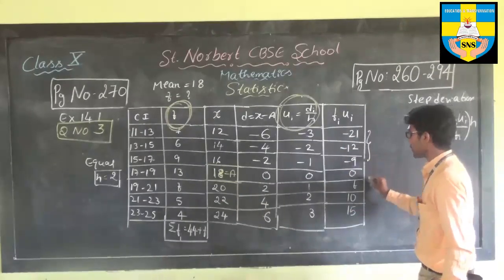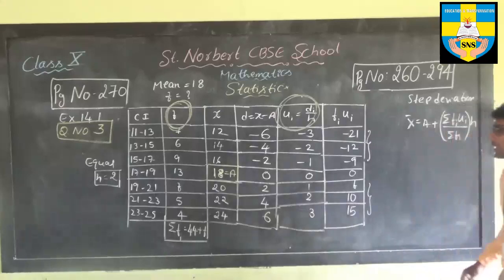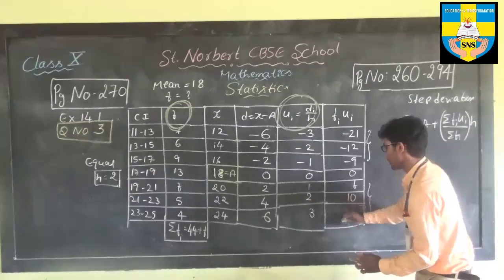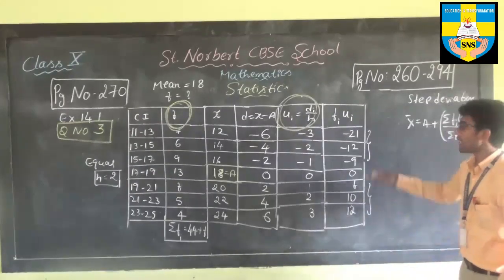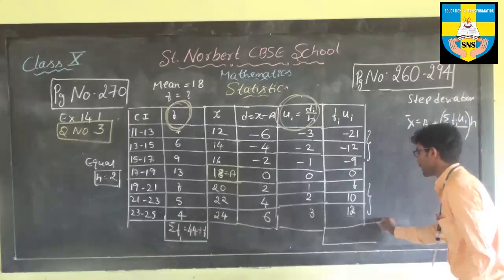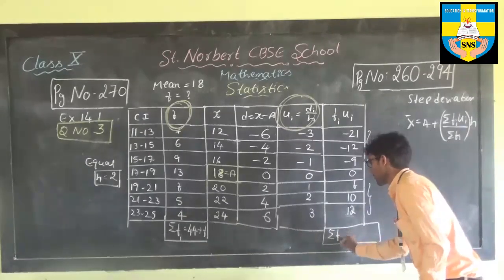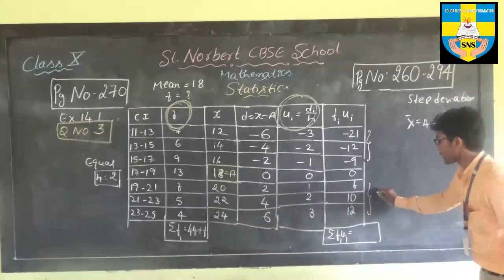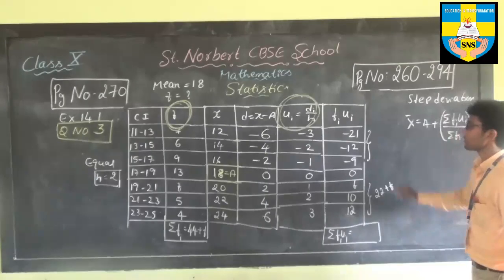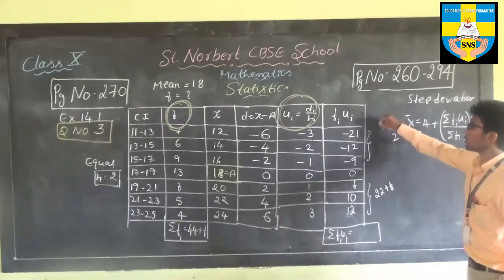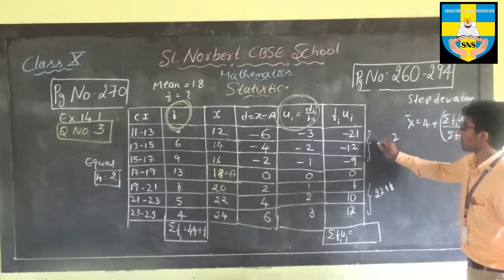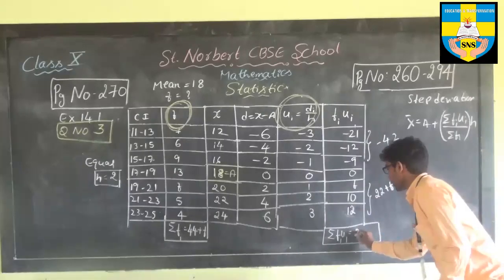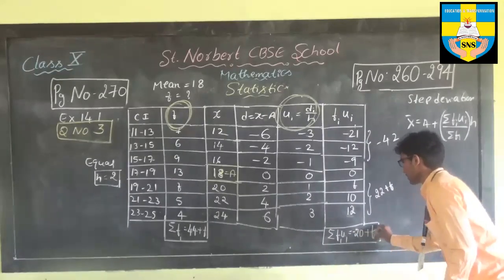Now add these negative numbers. Add these positive numbers. Okay. Finally, add and write the value of summation of FiUi. So when you solve here, it will be 22 plus F, and if you solve the negatives, this is minus 42. Then again if you add these two, it will be minus 20 plus F.